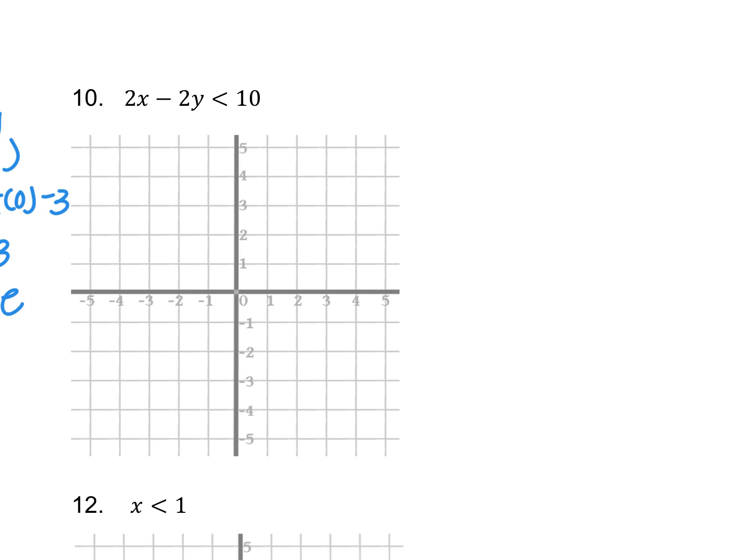I want you guys to try number 10. You need to put number 10 in slope-intercept form, then look at the board and make sure you did it right, and then graph it. Is this one going to be a solid line or a dashed line? Dashed.